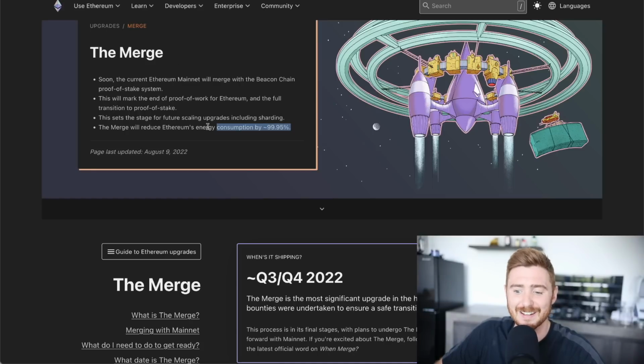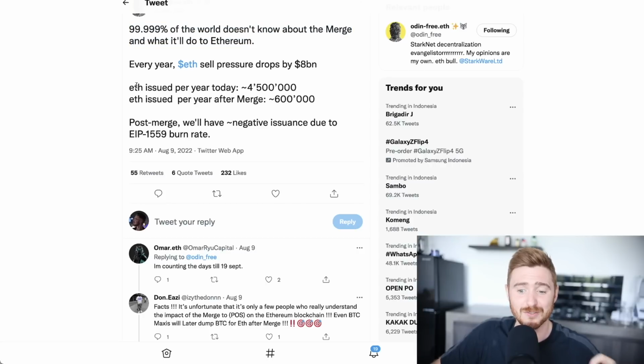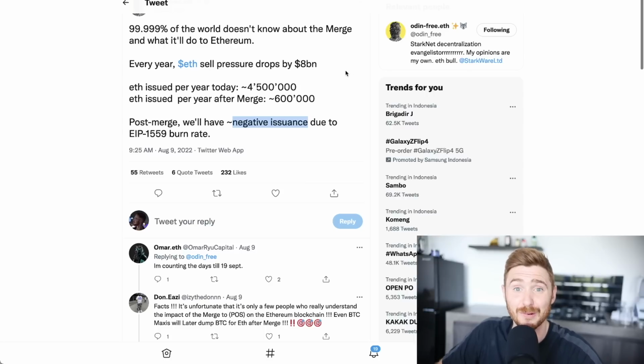The merge will reduce Ethereum's energy consumption by 99.95%. Now, this is huge news, because right now ETH issued per year today is 4.5 million. ETH issued per year after the merge will be 600,000. And if you guys don't know, EIP 1559 will actually create a negative issuance for Ethereum, potentially creating a reduction in the circulating supply, making it a deflationary coin, which would be absolutely huge for Ethereum. Ethereum is currently the second largest position in my portfolio, so I am very bullish on Ethereum going forward.